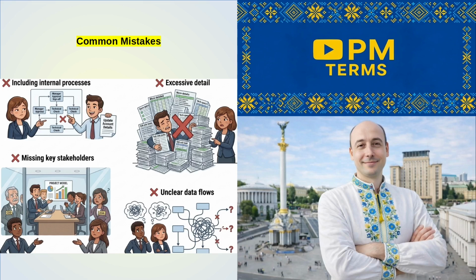Common mistakes: including internal processes. That's for lower level diagrams like DFDs. Excessive detail. A context diagram should stay high level. Missing key stakeholders. Leads to scope gaps and rework. Unclear data flows. Each data flow must represent a clear and meaningful exchange of information.